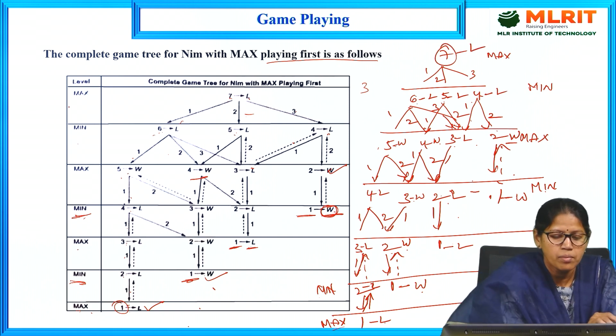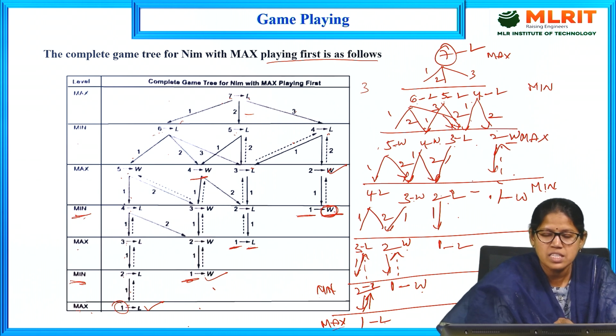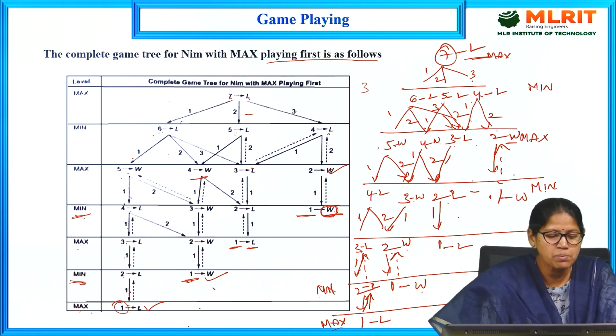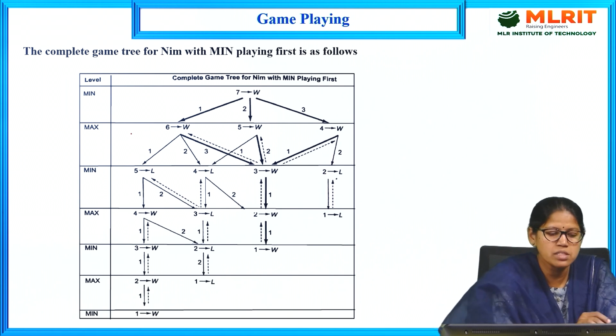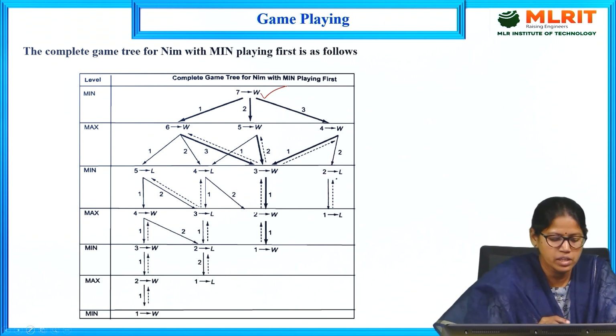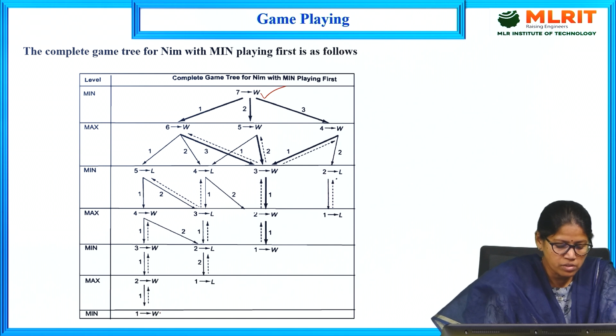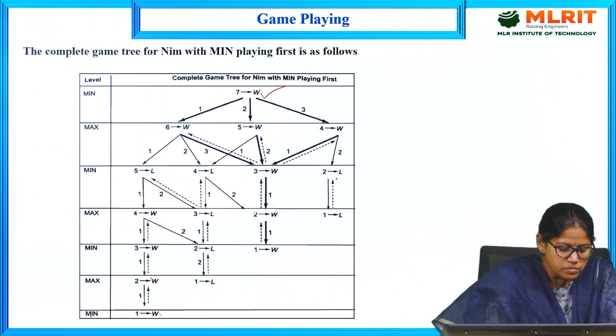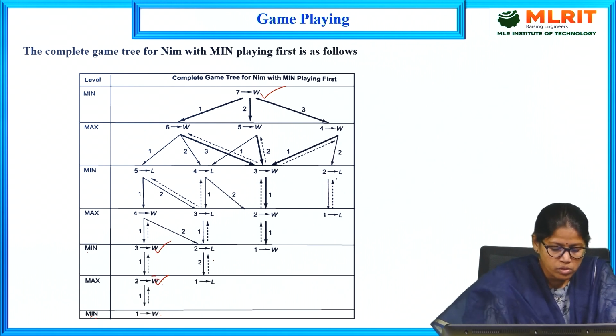When max plays first with the 7 matchsticks, it will be a loss. Then if min plays first with the 7 matchsticks, automatically max will win the game. The same procedure applies with the win game. Min, the last stick is taken by min, so it is a win. Max, if any one successor is a win, it is a win. Next, min, if all the successors are a win, then it is a win. If any successor is a loss, it is a loss, then max.